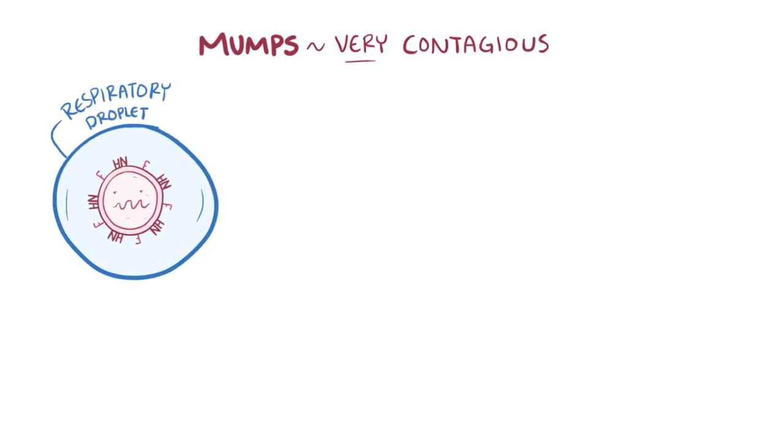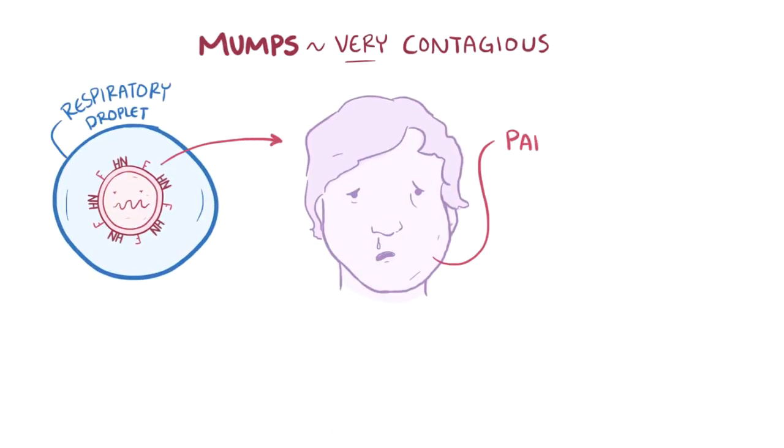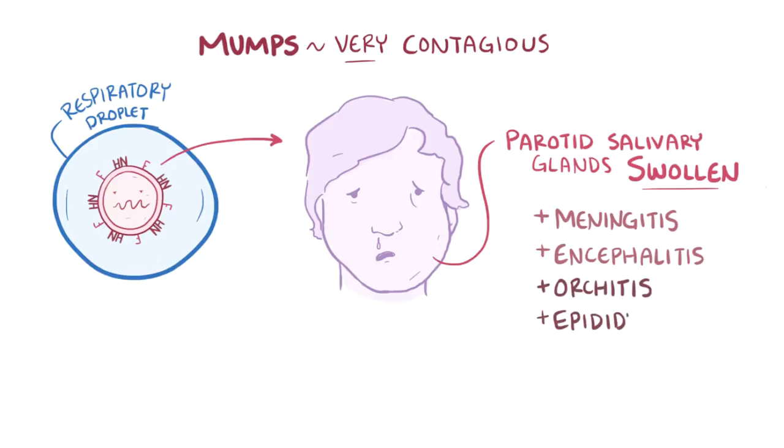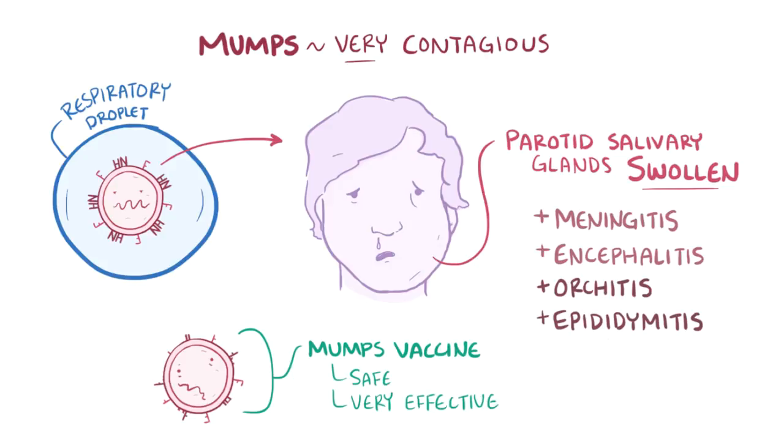Alright, as a quick review, mumps is very contagious and spreads through the air by respiratory droplets, and most classically infects the salivary parotid glands, causing them to become swollen, but can also cause meningitis, encephalitis, orchitis, and epididymitis. Luckily, there's a mumps vaccine that's safe and effective in preventing nearly 90% of cases.